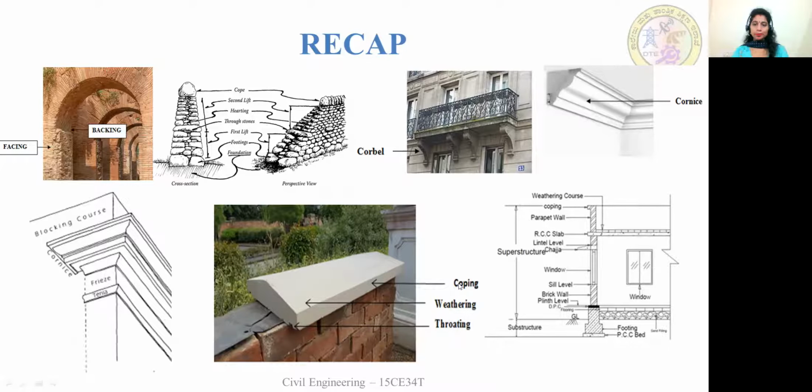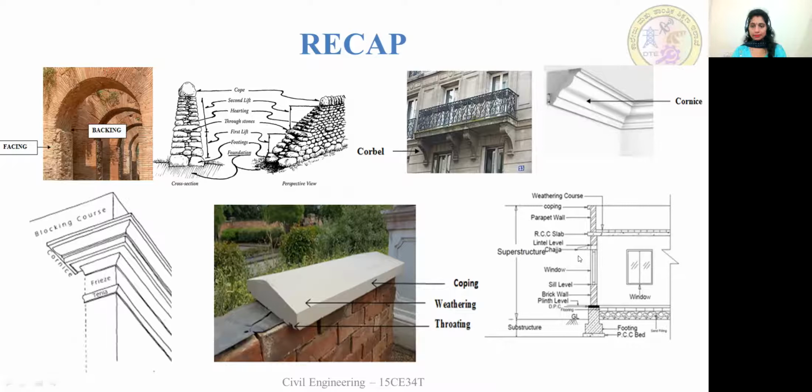Next, we have seen coping. It is a protecting layer provided on the wall, boundary wall, or parapet wall, to drain off the rainwater and to prevent the seepage of water inside the wall. Related to coping, there are other terms, that is weathering and throating. The plane inclined surface of a coping is known as weathering, and the groove which is provided underside of the cornice is known as throating.